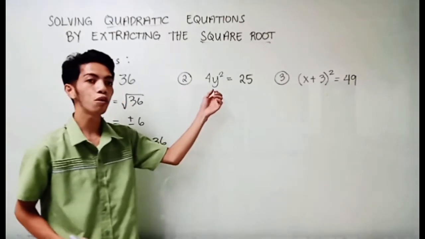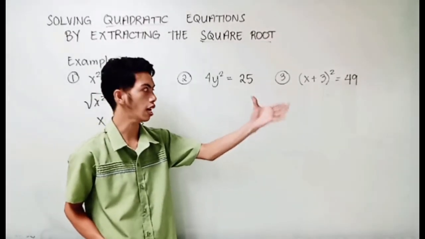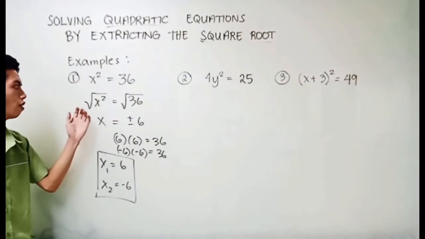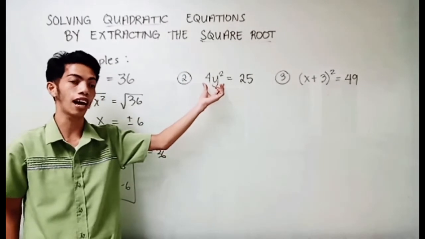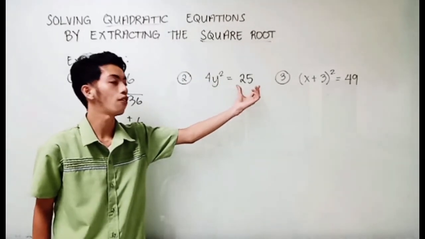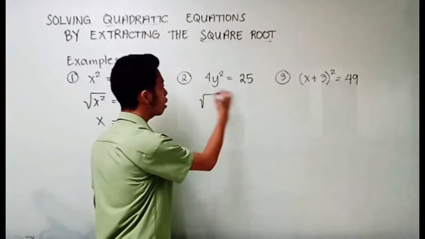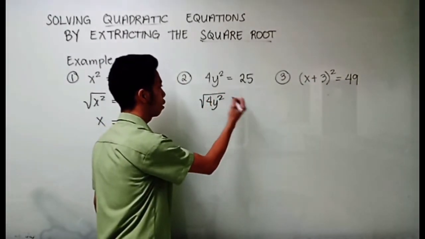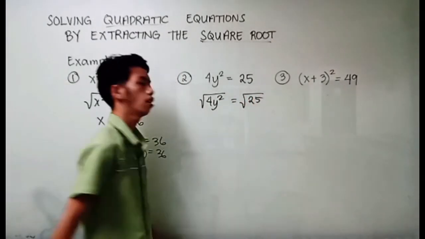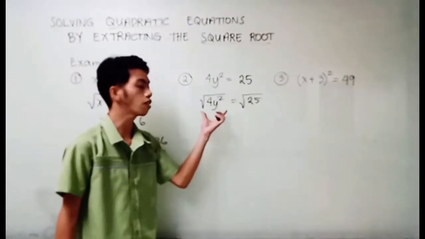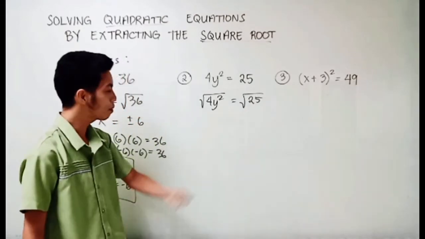In number 2, we have 4y squared is equal to 25. The first step that we need to do is to extract the square root of the left side and the square root of the right side. So, in finding the square root of the left side, we have the square root of 4y squared equals the square root of 25. Kung ano man ang ginawa sa iyong kapatid, ay siya rin gagawin mo sa akin.